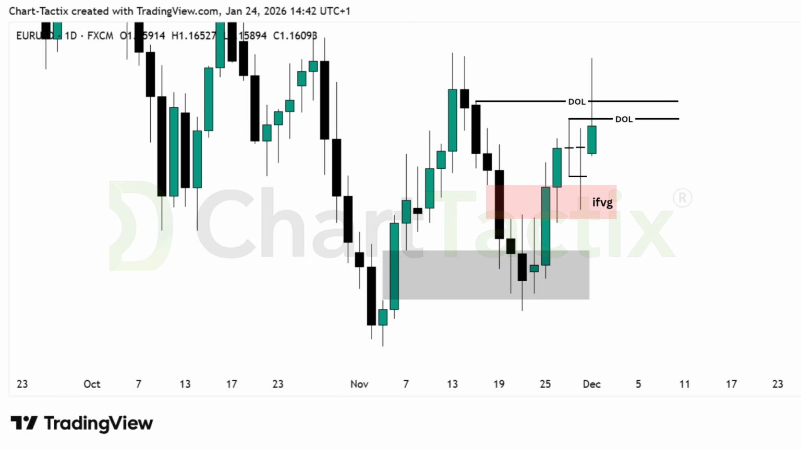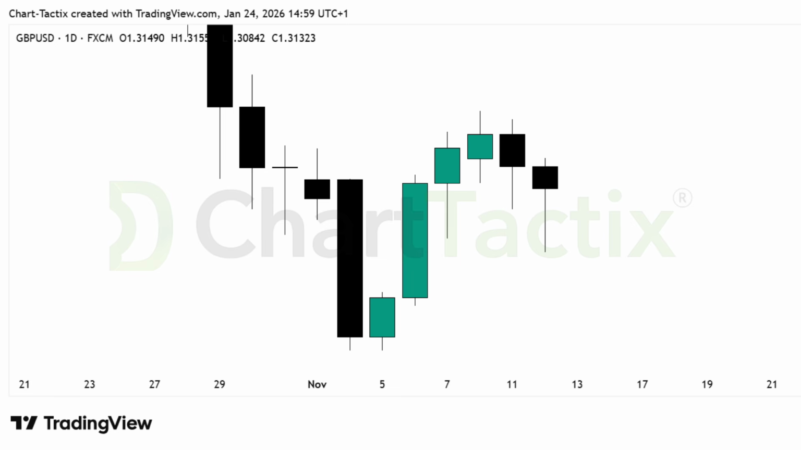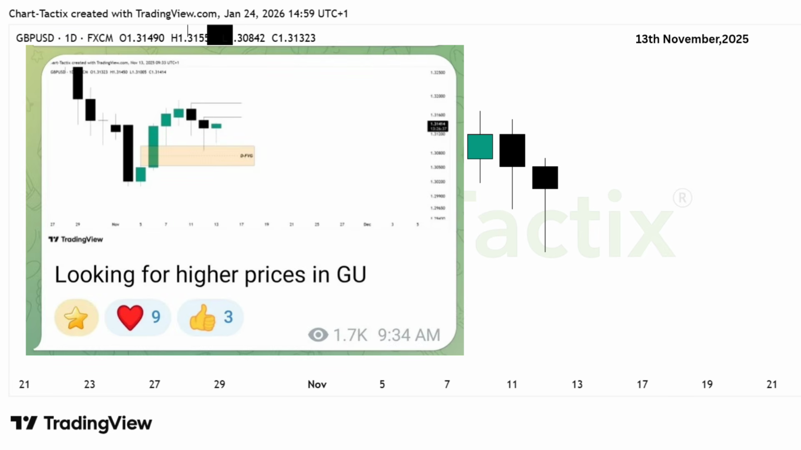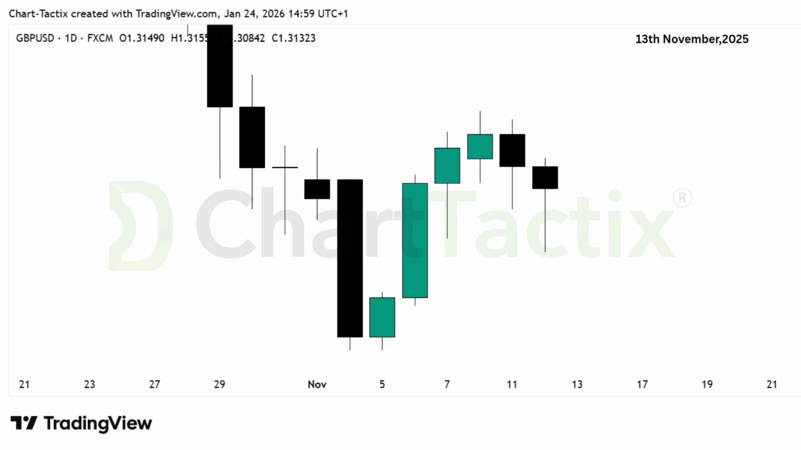Now let's move on to another example. Now this was sent to my free community on the 13th of November, 2025. And here I was clearly telling them that I was expecting higher prices on GBPUSD. Now let's go to the chart so I can show you exactly why I was anticipating higher prices.